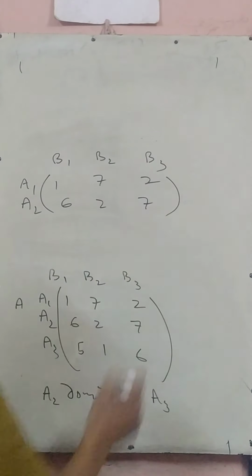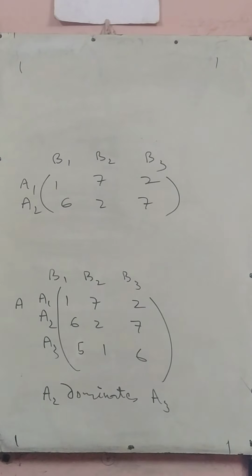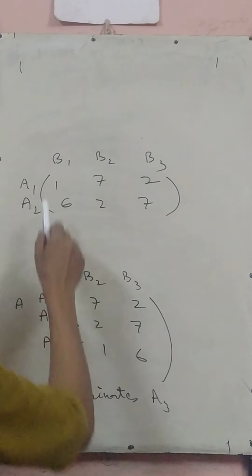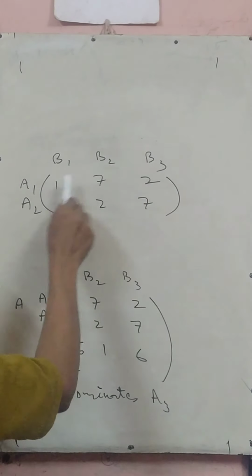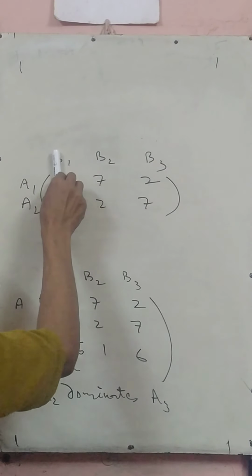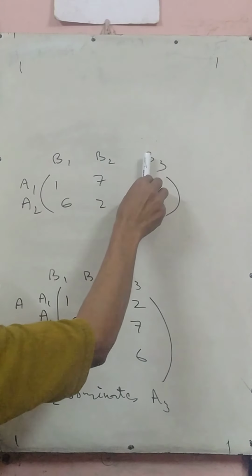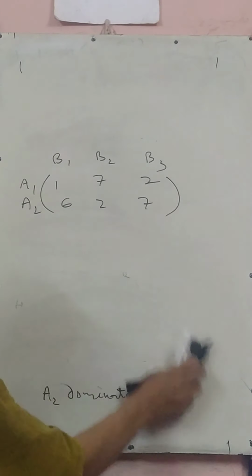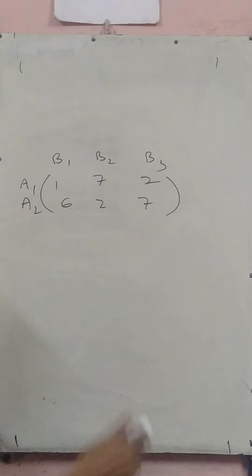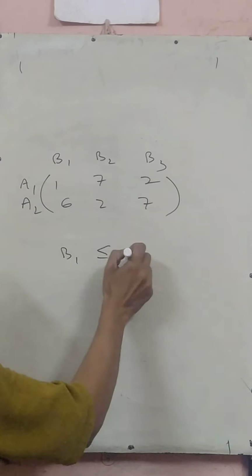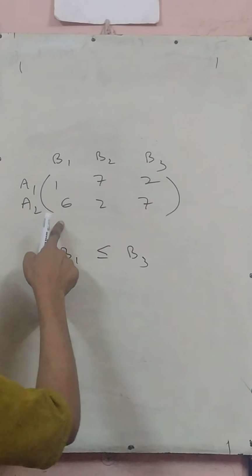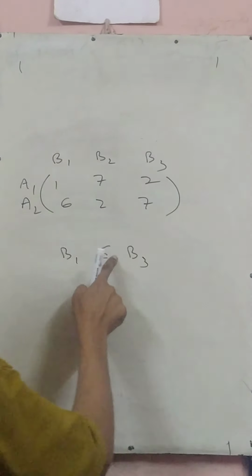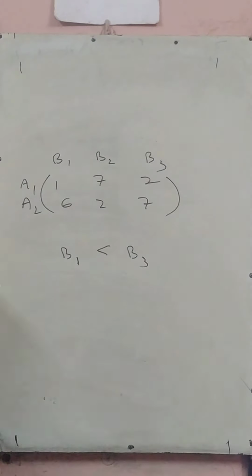Now we will see. Look, the first column and the third column: 1, 6 and 2, 7. If I compare the first column, 1, 6, with the third column, 2, 7, what we are observing column wise is that the first column B1 is obviously less than or equal to B3. That means all the values of the first column are equal or less. Here it is not a question of equality, 1 is actually less than 2. So the B1 strategy values are lower.